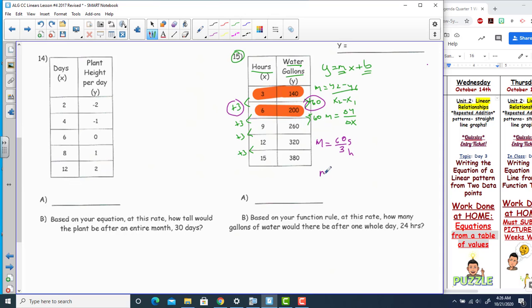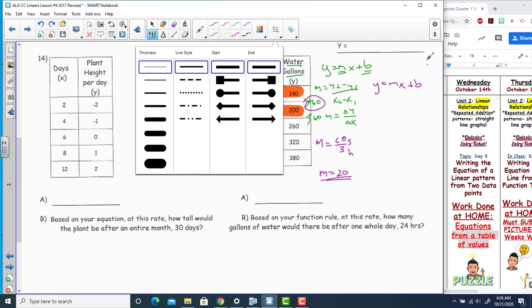If you want to simplify that, 3 divides into 60 20 times. So apparently this is going up 20 gallons per hour. Once we know m, we have to go back and find b. And in order to find b, it's going to be important to rewrite our formula. This is not the only form of formula, it's just the most popular one, slope-intercept form. And we're going to have to substitute appropriately.